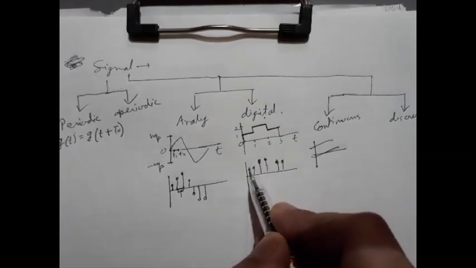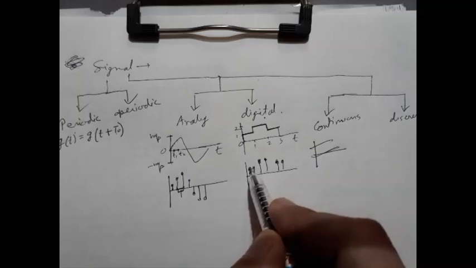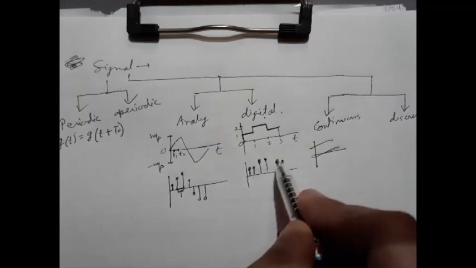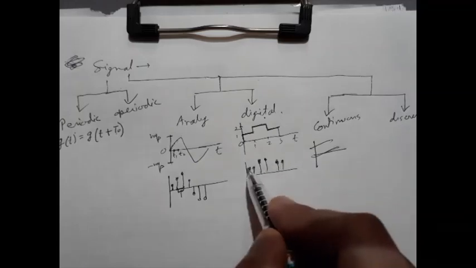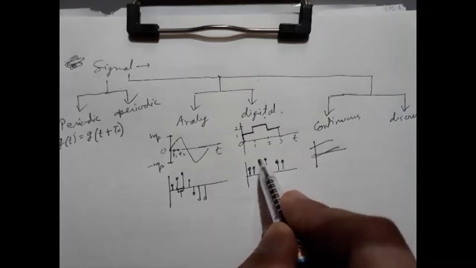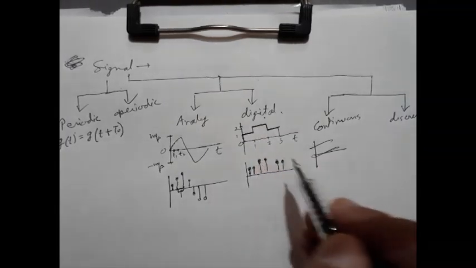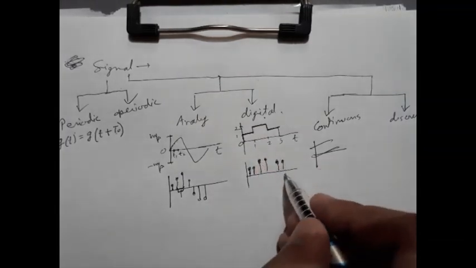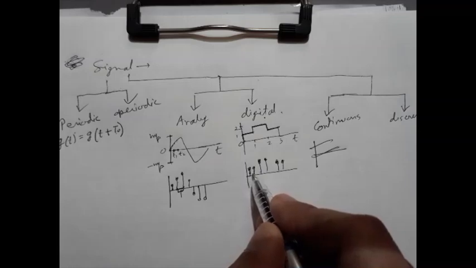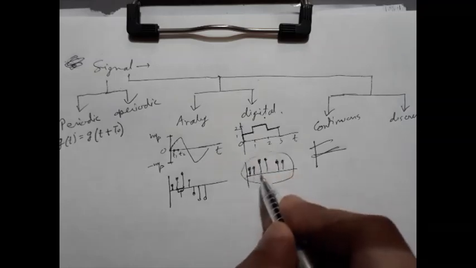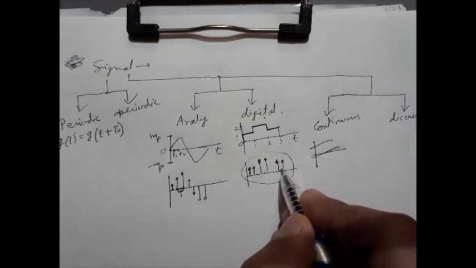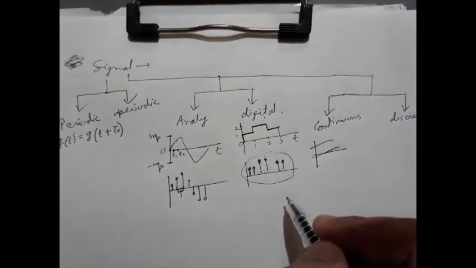So here, these samples are of equal size, of 2 volt. That means this particular signal is a discrete time signal, but at the same time the signal is digital.